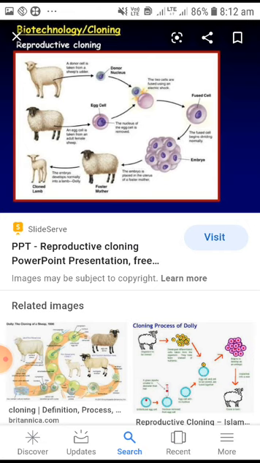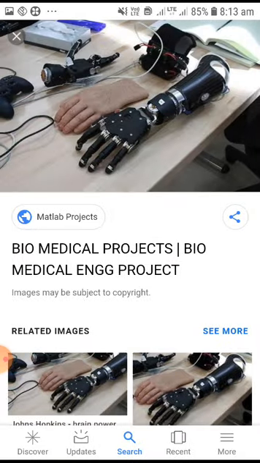Cloning means the rapidly advancing branch of biotechnology. Several animals have been cloned in which a body cell is used with no involvement of the male sperm. Also, it is used to modify the crops. Next comes bioengineering, which includes techniques like making artificial limbs. Whether it is a hand or a leg, all these things can be made. This is possible because of bioengineering.